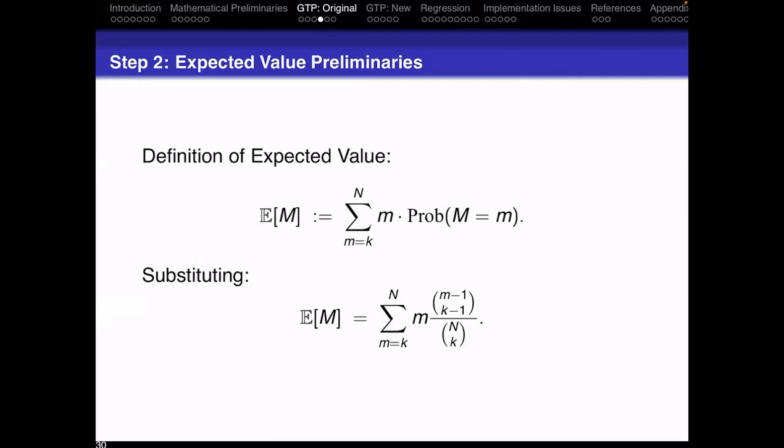The expected value of m is just the sum of m times the probability we take on the value of m. So we just put in the probability. All right, does anybody have any thoughts as to how we should try to work on this quantity? What's your first thought on something we can do?